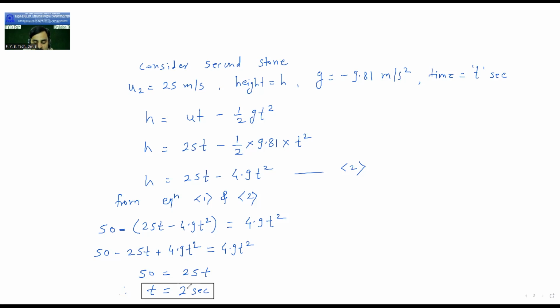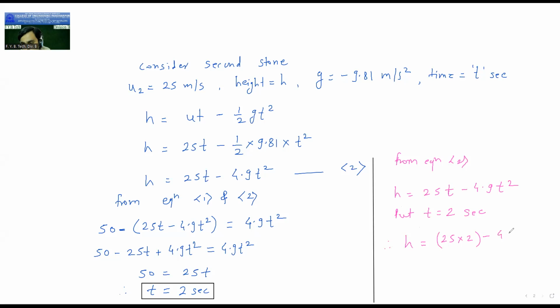Then where will they cross each other? So height also we need to calculate. From equation 2, h is equal to 25t minus 4.9 t square. Put t is equal to 2 seconds. Therefore, h is equal to 25 into 2 minus 4.9 into 2 square. The answer is 30.4 meters. At this distance they will cross each other.